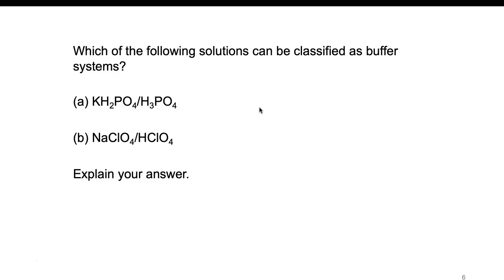So which of the following solutions can be classified as buffer systems? We have two systems here. This is potassium dihydrogen phosphate, and this is phosphoric acid. This is sodium perchlorate, and this is perchloric acid. We'd have to look up both of these acids to see, for instance, if one was strong or one was weak, because we need to have a weak acid. And then we'll look over here to see, do I have its conjugate needed? If this is a weak acid, is this going to be a conjugate base that we could use? So I'm going to take a couple of minutes and figure that out.